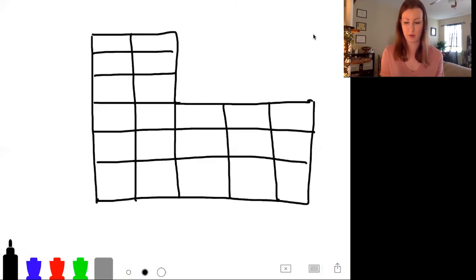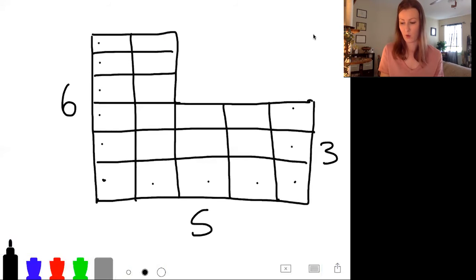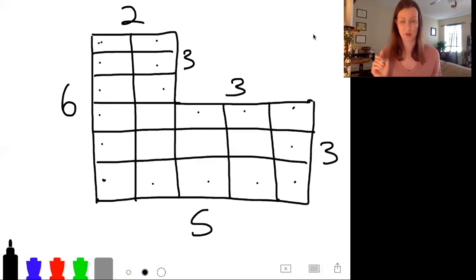What if you just have numbers? So let's count the numbers. 1, 2, 3, 4, 5, 6. Got 6 on this side. 1, 2, 3, 4, 5 on this side. Got 1, 2, 3 on this side. Got 1, 2, 3 on that side. And 1, 2, 3 on that side. And 1 and 2 on that side. That's a lot of sides. What do we do with them?